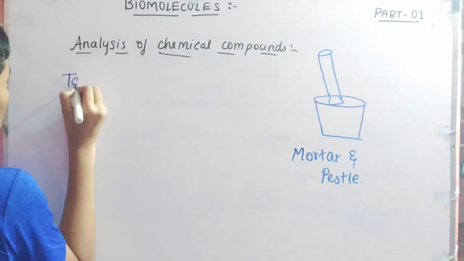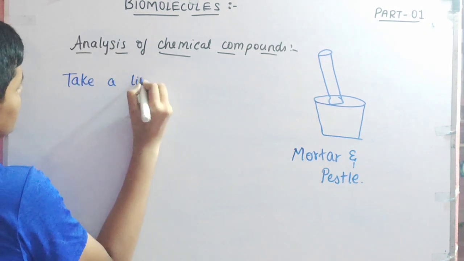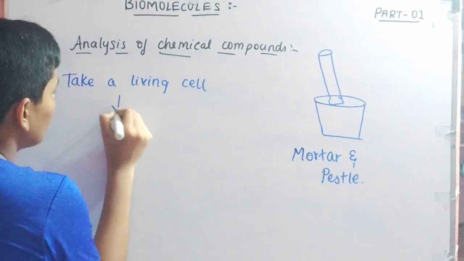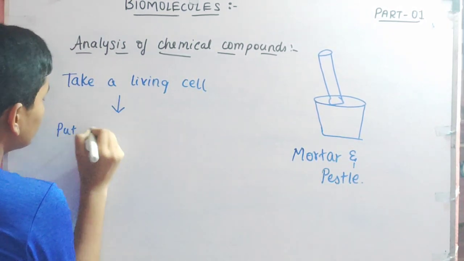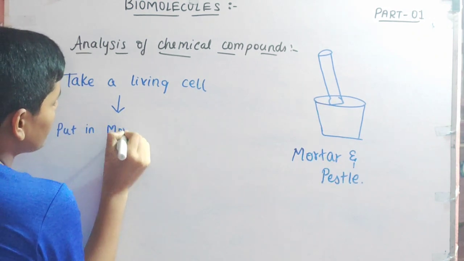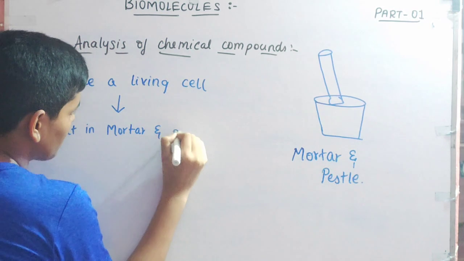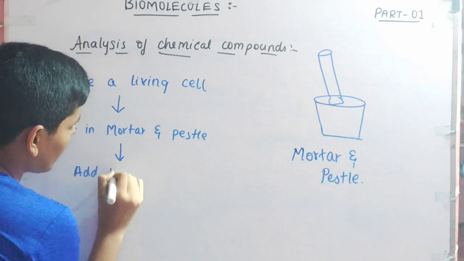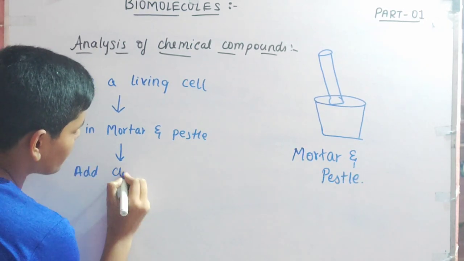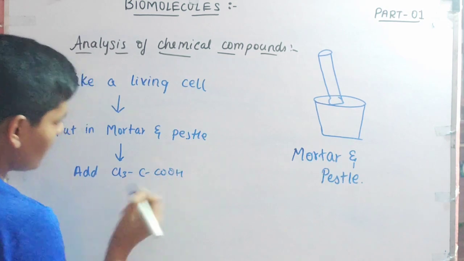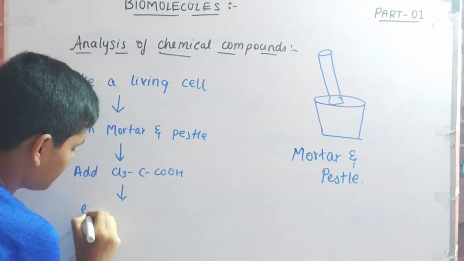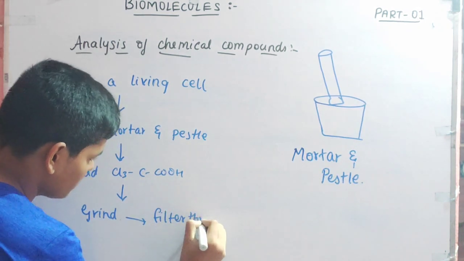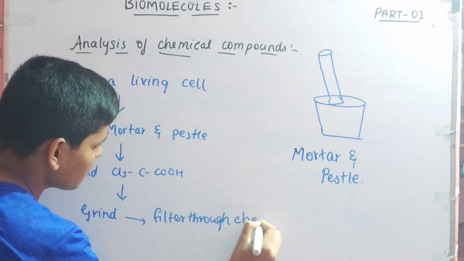So the first one is take a living cell. This cell can be a vegetable cell or a liver cell. Then put it in mortar and pestle, and then add trichloroacetic acid. After adding this, we have to grind it. After grinding it, we have to filter through cheesecloth.